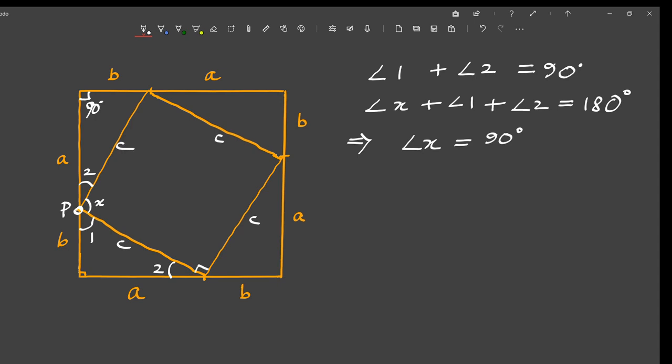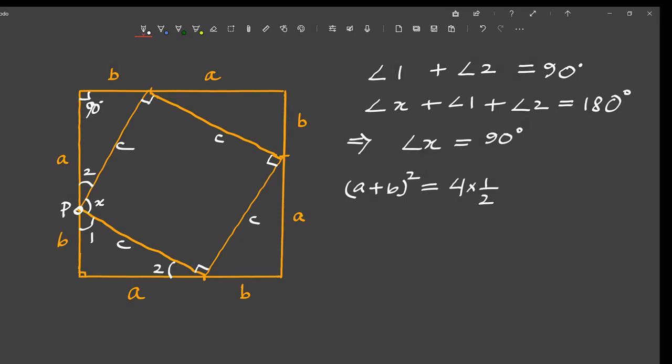Therefore, if we look at the total angle formed at the point P, the total angle is equal to angle 1 plus angle X plus angle 2. But angle 1 plus angle 2 is already equal to 90 degrees. Therefore, angle X will be equal to 180 minus 90, which is 90 degrees. So angle X is 90 degrees. Likewise, we can also prove that every angle inside the inner quadrilateral is 90 degrees.